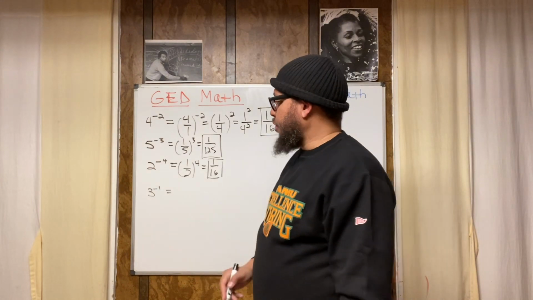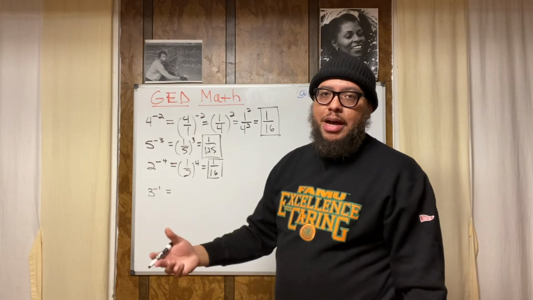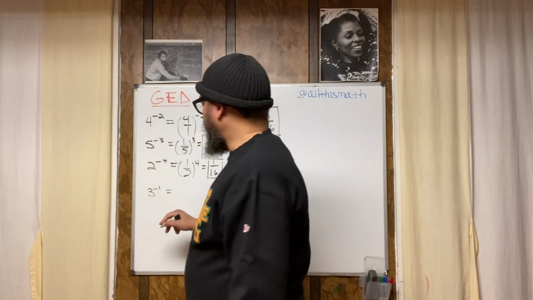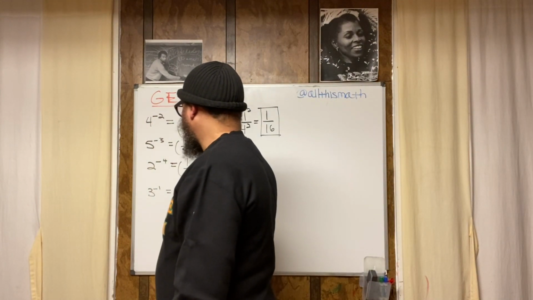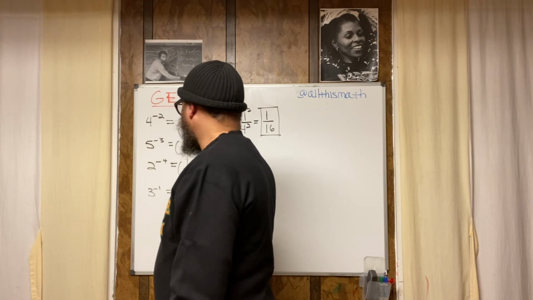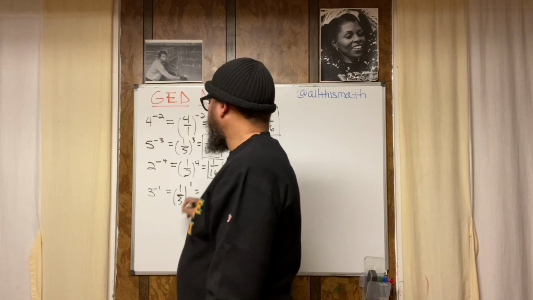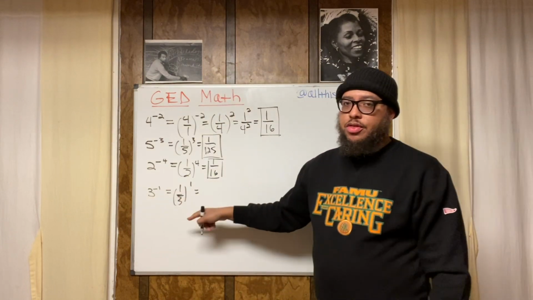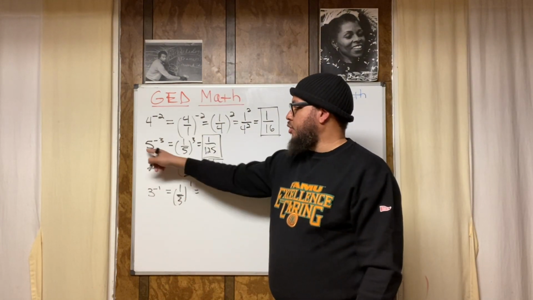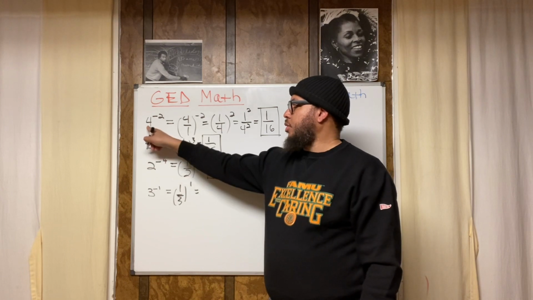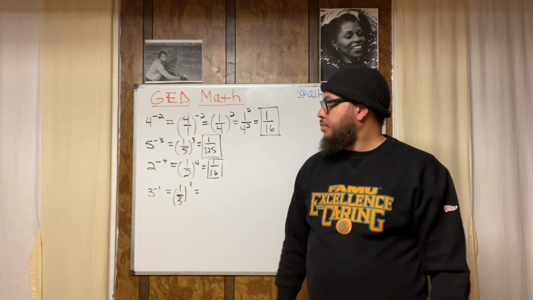Then we got 3 to the negative 1. Again, I need a positive exponent. So this negative 1 needs to turn to a positive 1. So I got 1/3 to the first power. Reciprocal of 3 is 1/3. Reciprocal of 2 is 1/2. Reciprocal of 5 is 1/5. Reciprocal of 4 is 4/1.